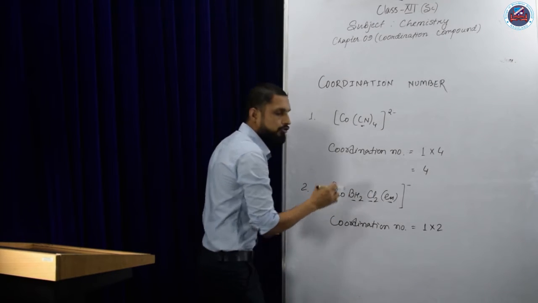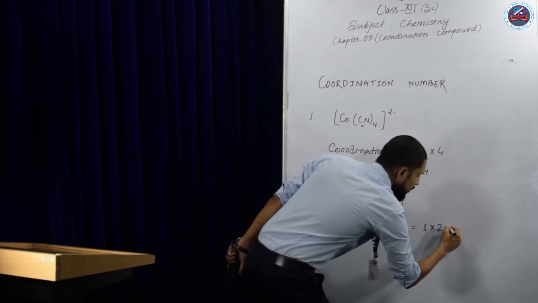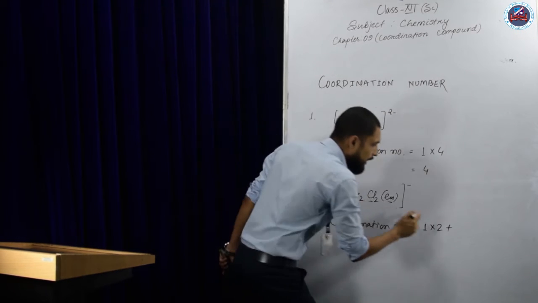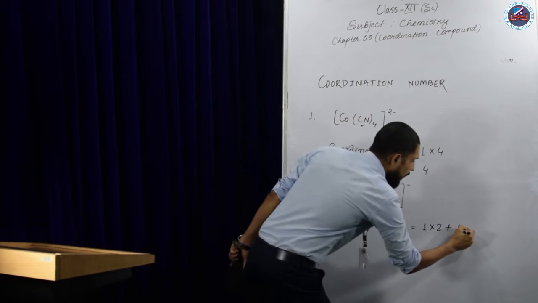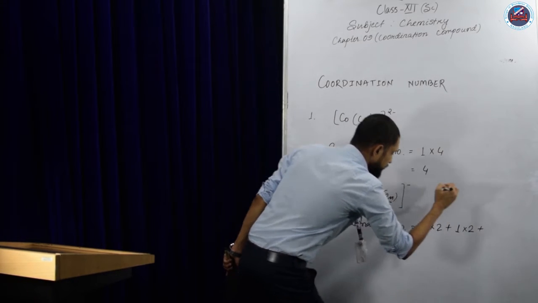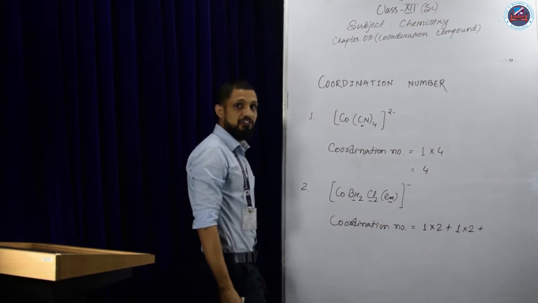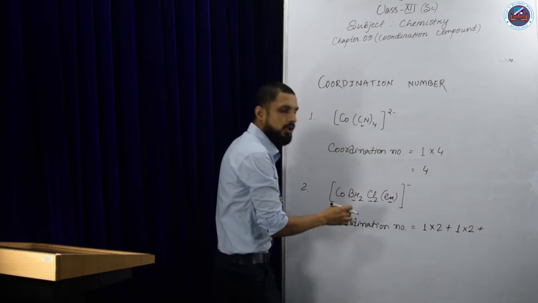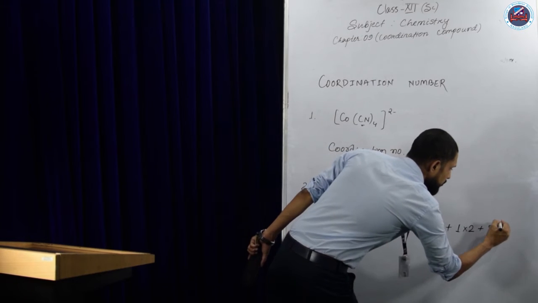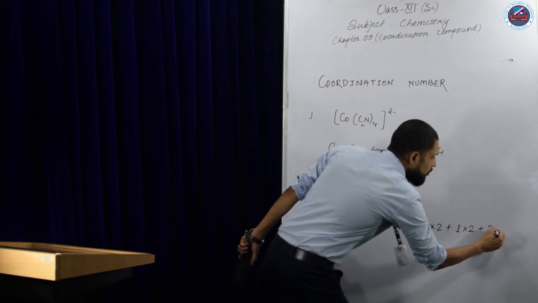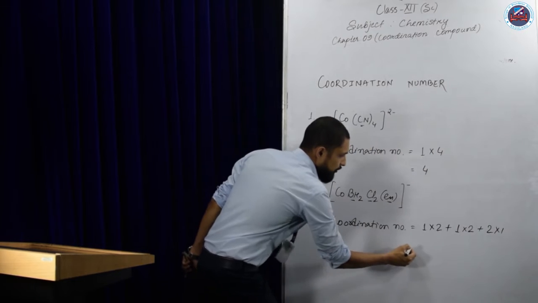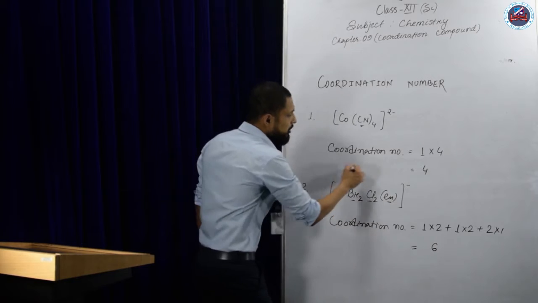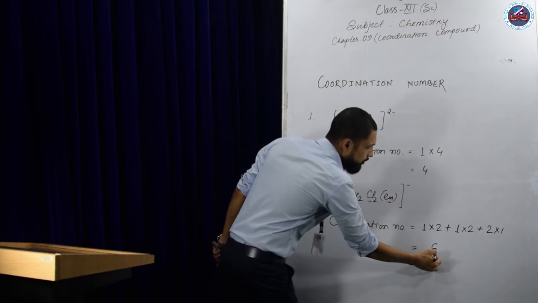Next, the contribution of Cl. So we'll use here plus. Cl also is unidentate, so contribution will be 1. You have 2 Cl, so 1 multiplied by 2. Plus, en is a bidentate ligand. So the contribution of each en to the coordination number will be 2. So we'll write here 2. Now you have 1 en, so 2 multiplied by 1. Now this is simple math, 2 plus 2 plus 2, that is equal to 6. So the coordination number of this compound is equal to 6.